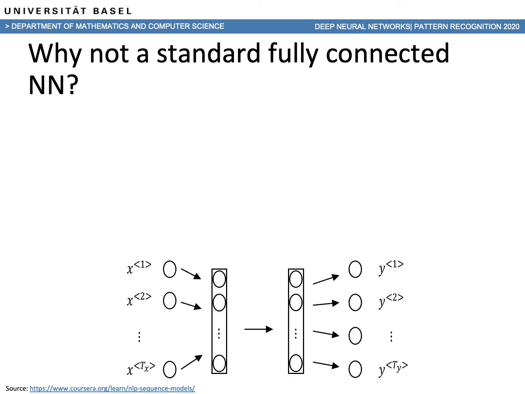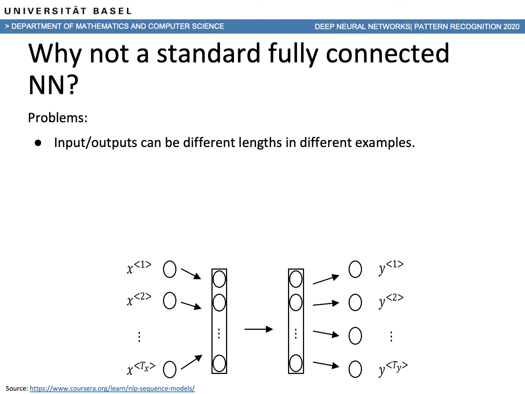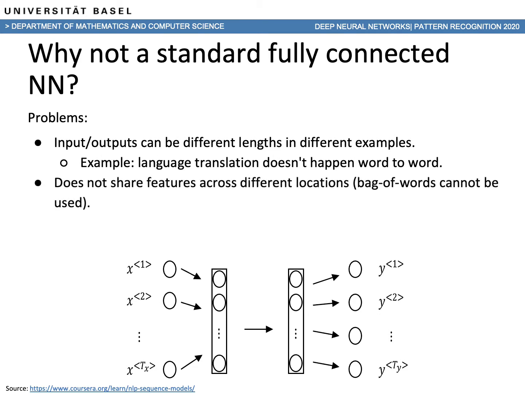So why can we not use a standard fully connected neural network? There are quite some problems with a standard fully connected neural network. One of them is that the input and output can be of different length in different examples. For instance, in language translation, it doesn't happen word to word. There's also the problem that such a network does not share features across different locations.